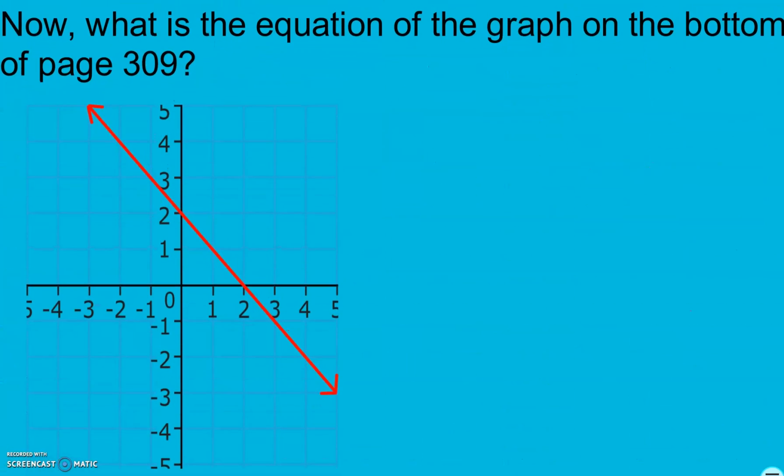Feel free to try this one, please. What is the equation of the graph on the bottom of page 309? So again, I'm going to start off with slope-intercept form. It's my equation for a line. My framework is y equals something times x plus b. So I'm going to figure out what m equals and what b equals. Those I have to know in order to plug into my spots. B goes here, m goes here.